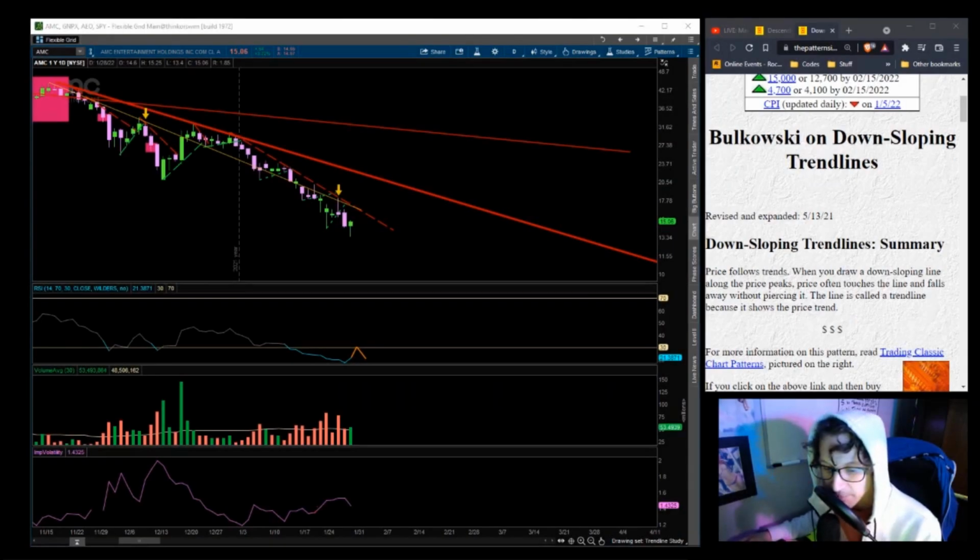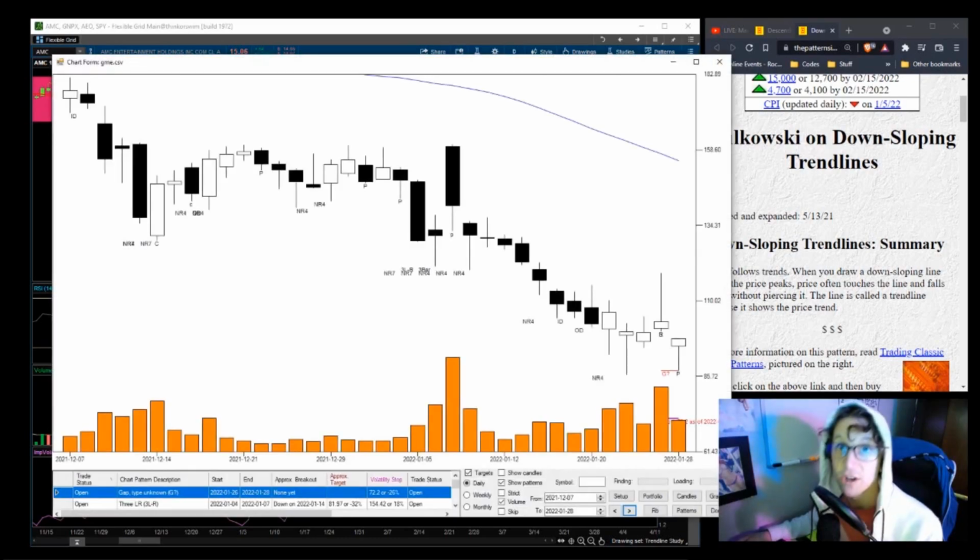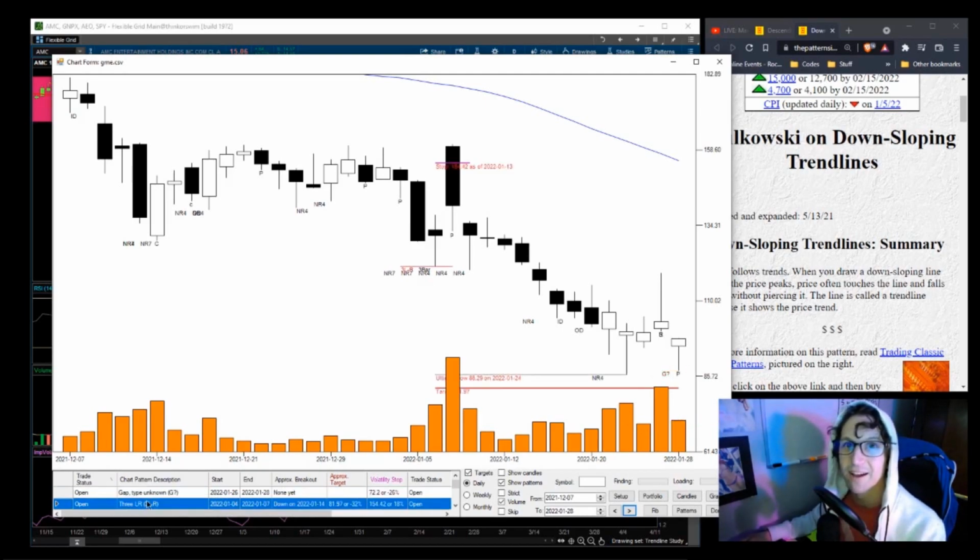Oh, I do want to pull up GameStop really quick. Let me pull that up on patterns. Go ahead and chart that for me. Okay, so we have a gap type unknown. All right, no breakout, no target, but the software's confused by that.